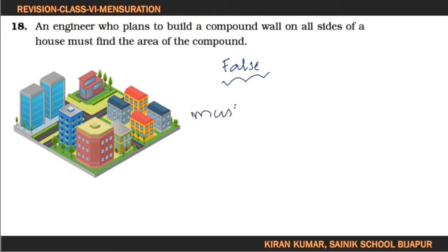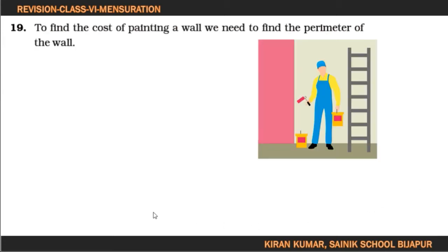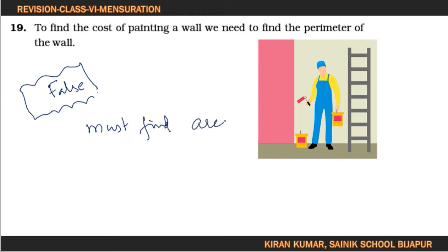Must find perimeter of the compound. To find the cost of painting a wall, we need to find the perimeter of the wall. This particular statement is a false statement. To find out how much cost is, we require area, not the perimeter. Must find area.